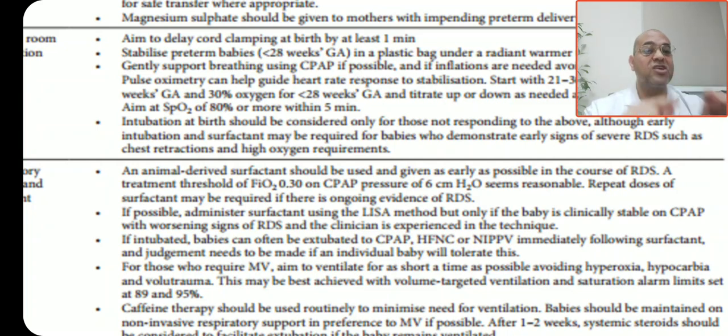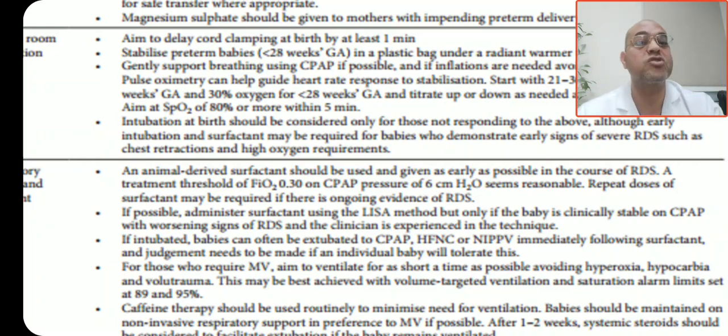Again, if the patient does not tolerate this technique, it depends on individualization, on whether your patient can tolerate it or not. If he can tolerate it, well and good. If not, you have to intubate and keep him on mechanical ventilation, but it should be for a short time. The best modality for mechanical ventilation at that time is volume target ventilation, and you have to set the oxygen saturation alarm at 89 to 95, or the accepted saturation at 90 to 94. So if you intubate and ventilate him, you have to give it for a short time.